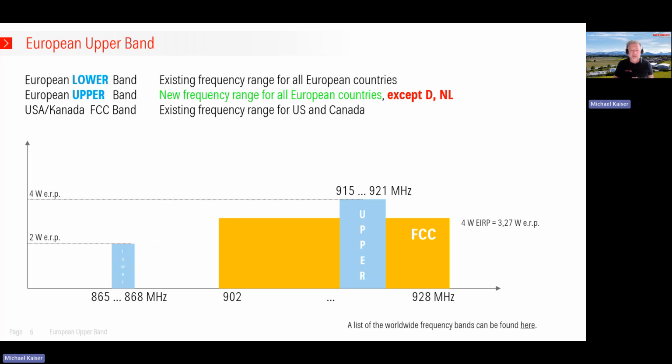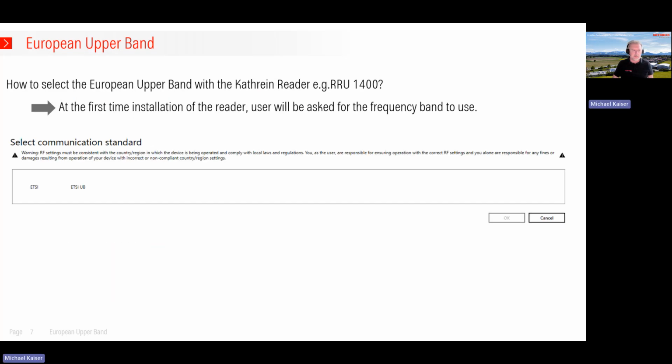Especially for Europe, for Germany and for the Netherlands, we have the problem that this upper band is not allowed. So let's have a look at how we can switch on this European upper band with the Kathrein reader.